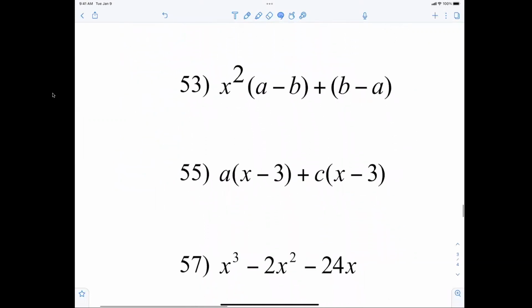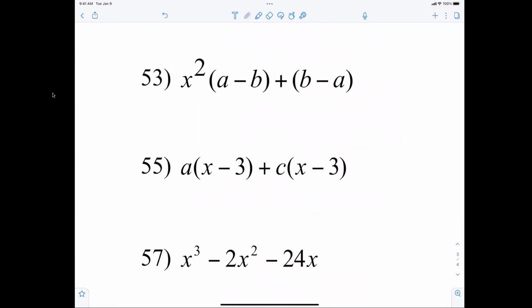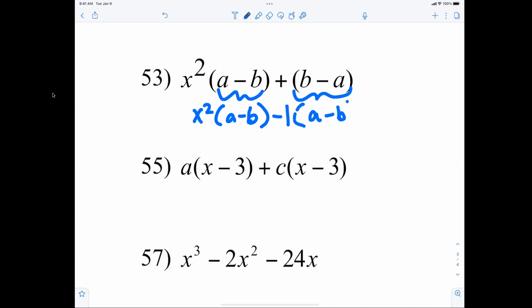Okay, let's look at 53 for a quick moment. Everybody's on 53. The b minus a is not the same as a minus b. So I want to rewrite it as x squared, a minus b, and then I'm factoring out a what? Negative, in this case, a -1. And then this becomes a minus b.